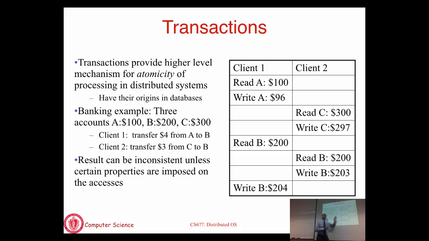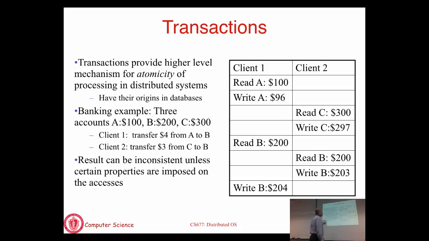This is not even a transaction, but here is how the instructions are going to execute. Client 1 is going to read the balance of A, which is 100. It's going to deduct $4 from that and write 96 to the database. Then it is going to take the balance of B and presumably add $4. Client 2 is going to do the same thing. It's going to take the balance of C, deduct $3 and take those $3 and add it to the balance of B. So far so good.